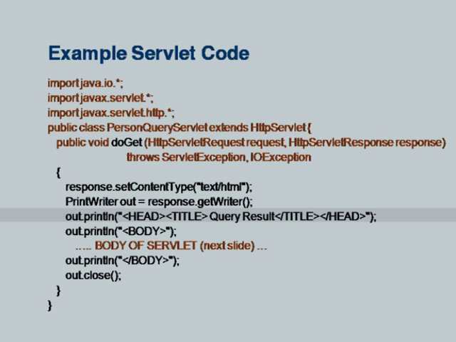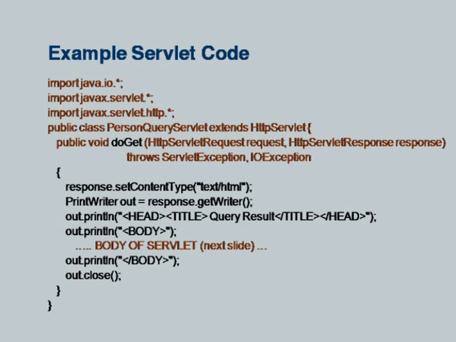This out object is linked to the response, so whatever it is printing here will eventually be sent back to the browser. When is it sent back? It will be sent back when this doGet finishes. When it exits, all of this is sent back to the browser. So when it is finished writing whatever it wants to write, it says /body to indicate the body ends, and then out.close and return. So that's basically what a servlet does to process a particular query.